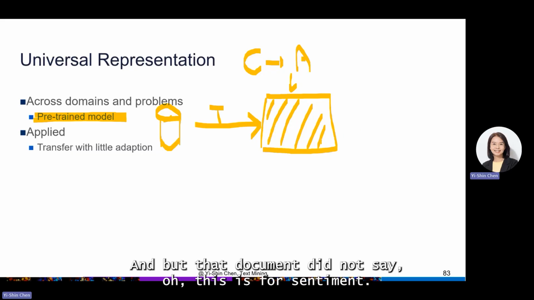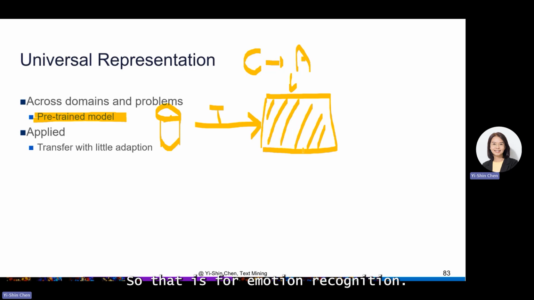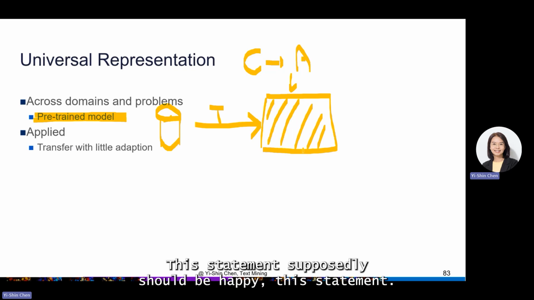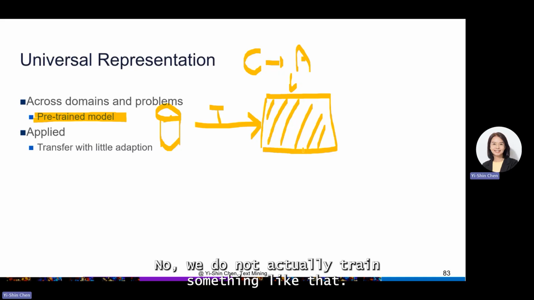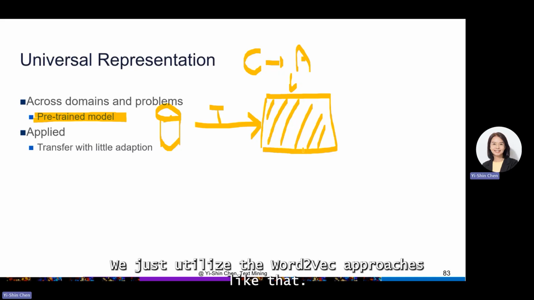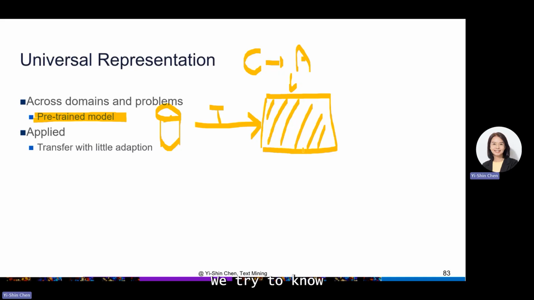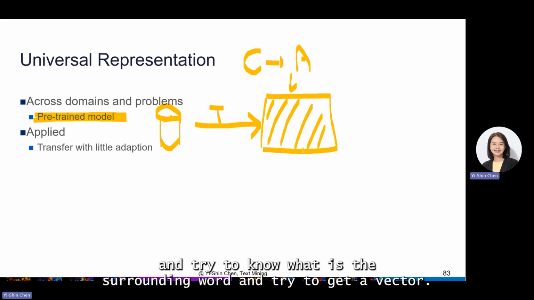But those documents did not say, oh, this is for sentiment, or this is for emotion recognition. This statement is supposed to be happy. This statement is supposed to be sad. That statement is supposed to be angry. No, we do not actually train something like that. We just utilize the Word2Vec approach: we try to know what the surrounding words are and try to get a vector.